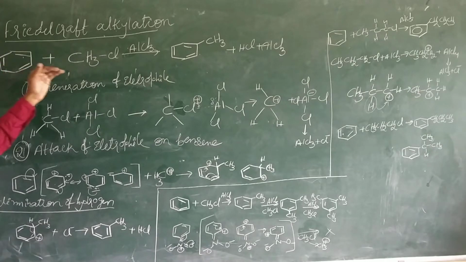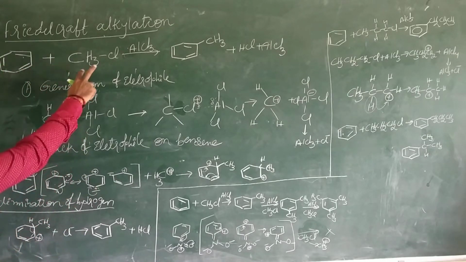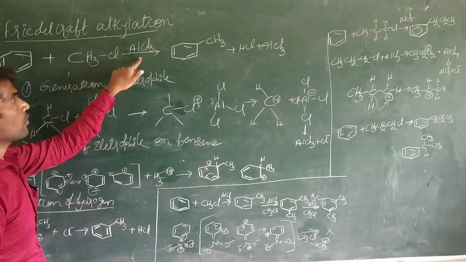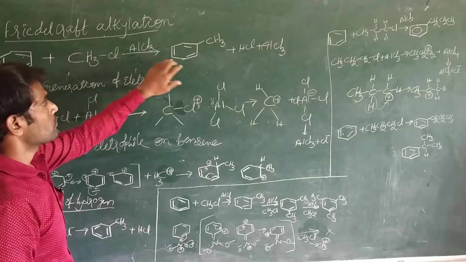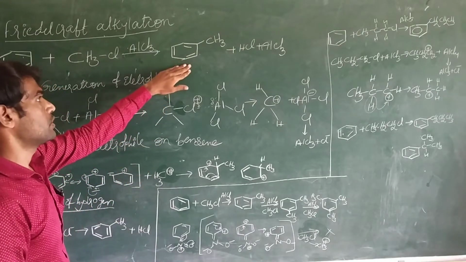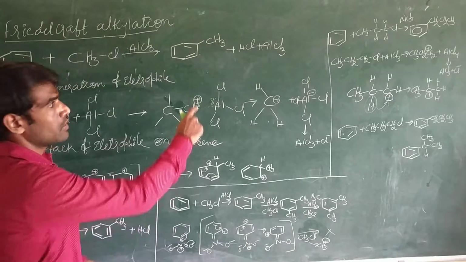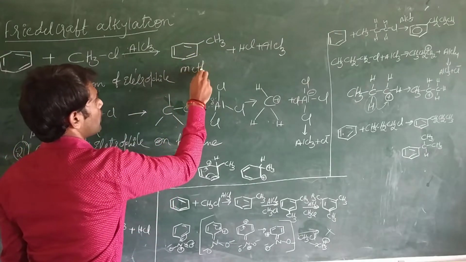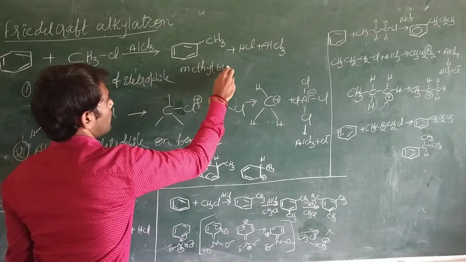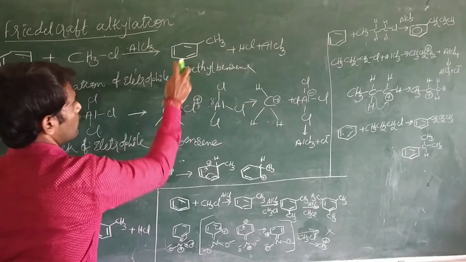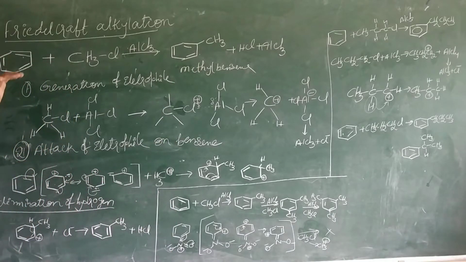For example, methyl chloride, when reacted with the benzene in the presence of aluminum chloride, a Lewis acid, gives us toluene or methyl benzene. So alkyl benzene is the general product. If it is methyl benzene, the common name for this one is toluene also. This one is a toluene. So this is the alkylation.